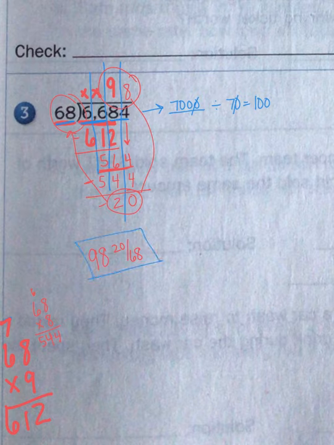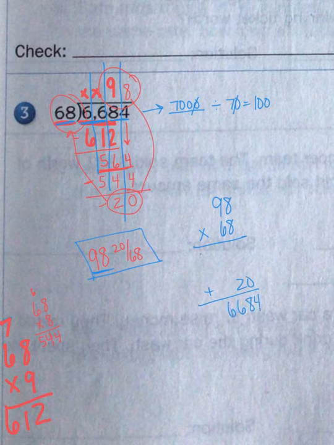Now, how do I check my answer? Well, I take 98 whole groups times 68, and then once I get that answer, I'm going to add 20 to it, and that should take me back to 6,684. That is how I can check my work.